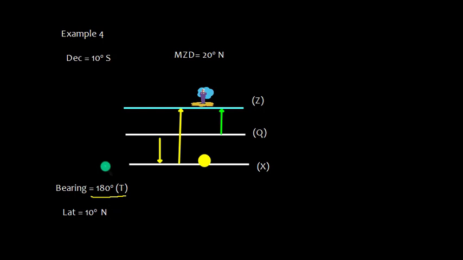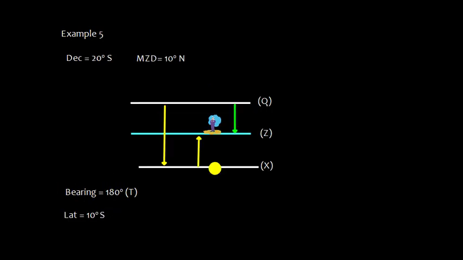Right. Now, let me have another example, which is example 5, and this is the last example. Declination is 20 degrees south. So, this is Q and this is 20 degrees south, from here to here. But meridional zenith distance is 10 degrees north. So, from X, this is 10 degrees north, so you go up here.